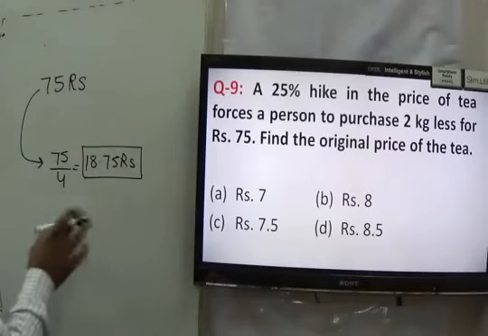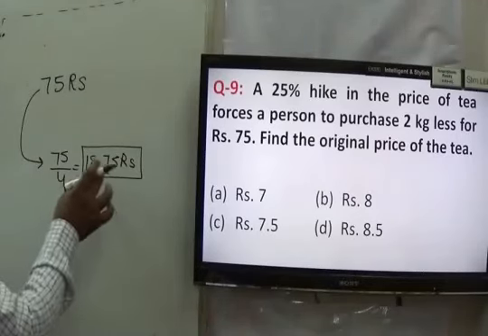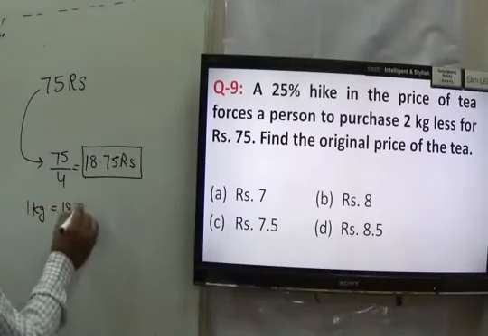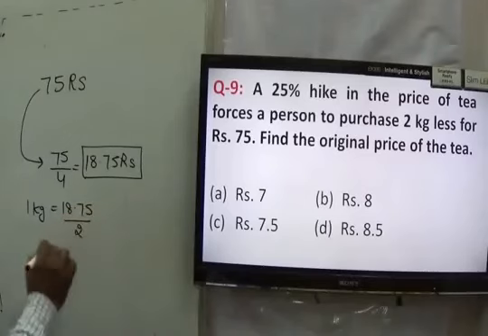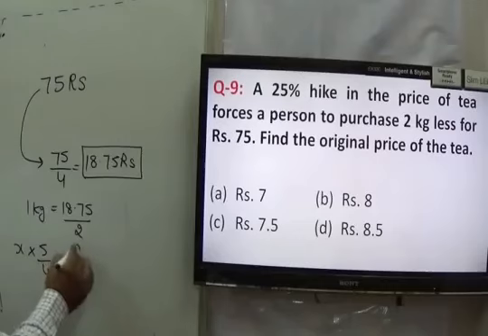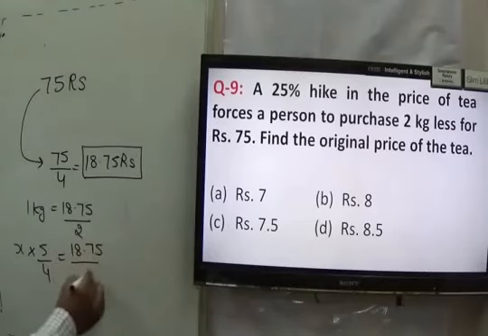It means I can say that for that 2 kg I have to find the original price. What I can say here is that 2 kg I am getting for rupees 18.75. For 1 kg it should be 18.75 upon 2. It is the increased price, but I have to find the original price. So I may say the original price is X. It is increased by 25%. It means it has become 5 by 4 X is equal to 18.75 upon 2. I have to solve it.